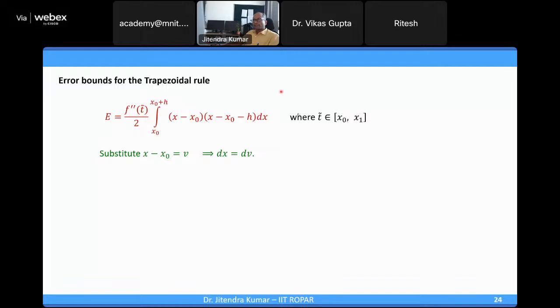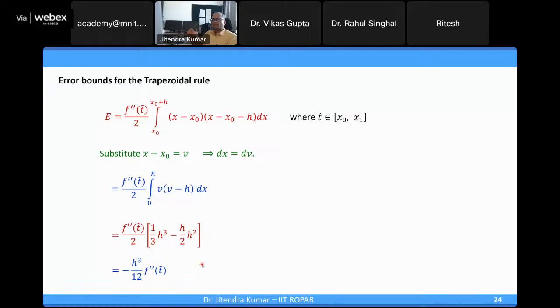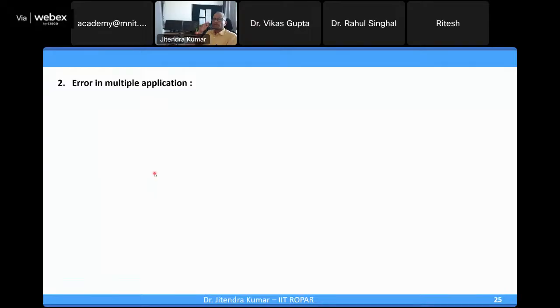So once you integrate this, we get the answer as minus h cubed by 12 times the double derivative at some point between x0 and x0 plus h. So this is the error formula for the trapezoidal rule: h cubed by 12 times f double derivative. Let's first complete the error in multiple application, because in practice you will usually apply it in multiple applications.